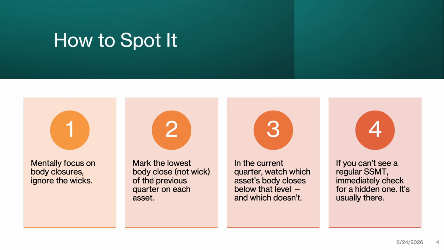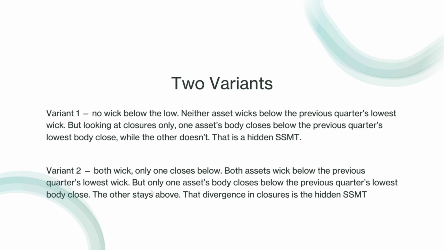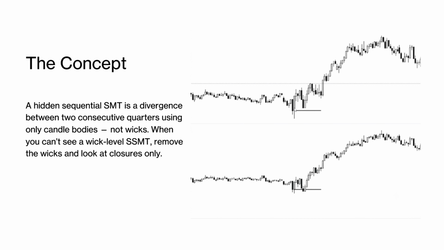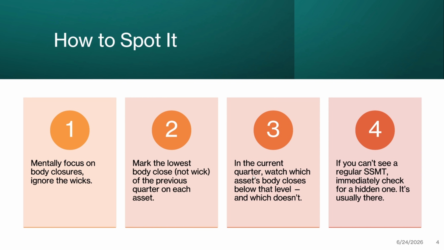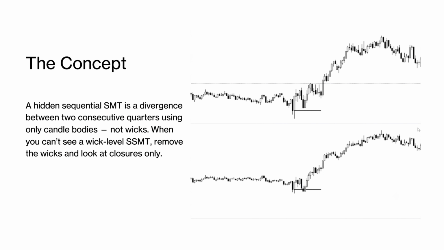Second, mark the lowest body close, not wicks, of the previous quarter on each asset. For example, like this. Just like I did, mark it out, mark here out. Let's say here, for example, Q1 mark it out, Q1 on here, mark it out, Q2 mark it out, the body, not the wick. Third, in the current quarter, watch which asset body closes below that level and which doesn't. And lastly, if you can't see a regular sequential SMT, immediately check for a hidden one. It's usually there. Just like this one, guys.